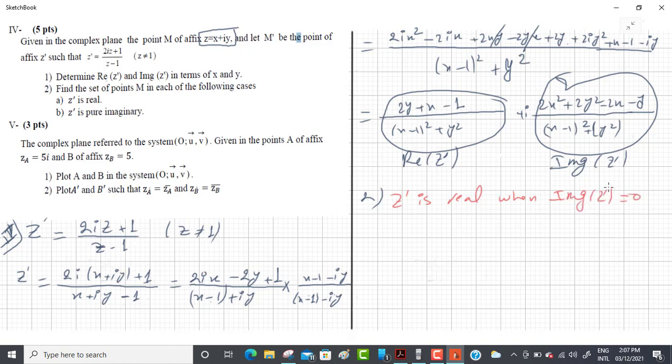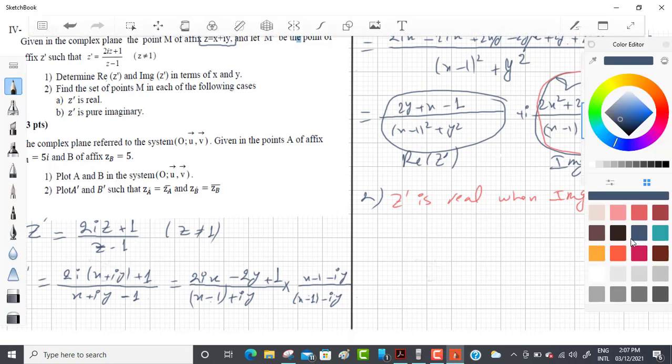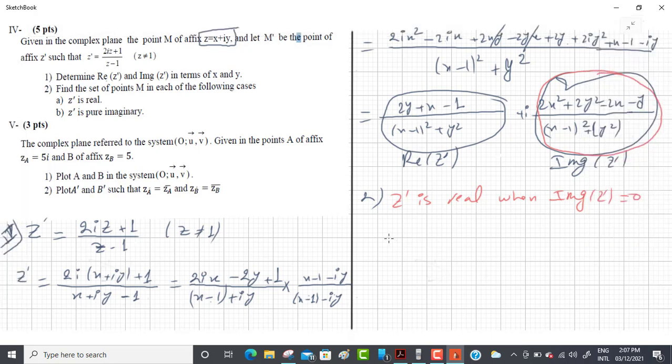equals 0. So this is the imaginary part of z prime equal to 0. A fraction equals 0 when the numerator is equal to 0 and the denominator not equal to 0. The numerator is 2x square plus 2y square minus 2x minus y equal to 0. The denominator of course is not equal to 0, for two reasons. One, it's the sum of two squares, and second reason, z not equal to 1. So it's always not equal to 0.